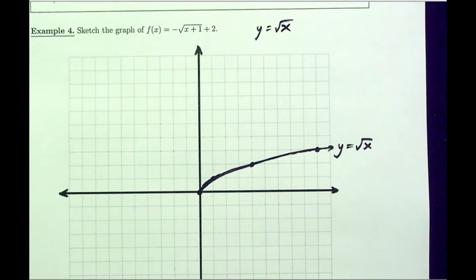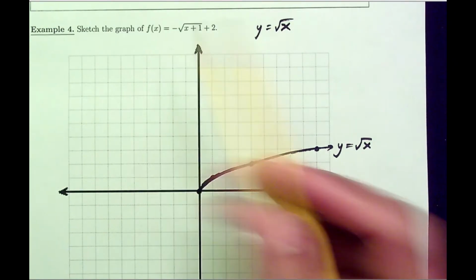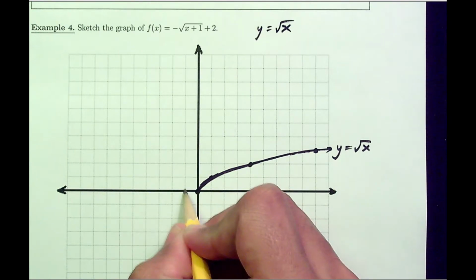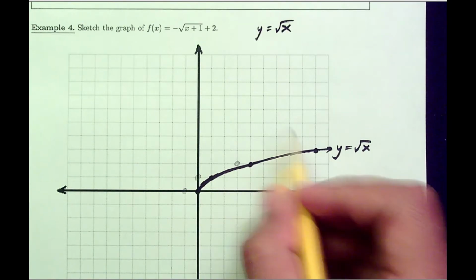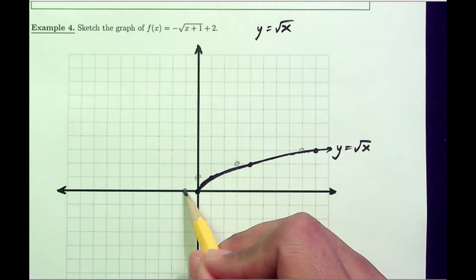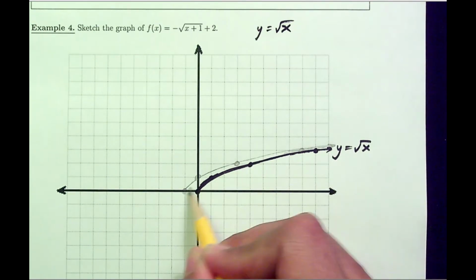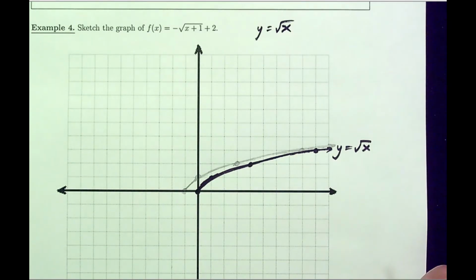Okay, first thing is I'm going to, starting with the inside operations, move everything to the left by 1. So I'm gonna do that in pencil. That goes there, that goes there, that goes there, that goes there. Okay. All right. So that moves everything 1 to the left.